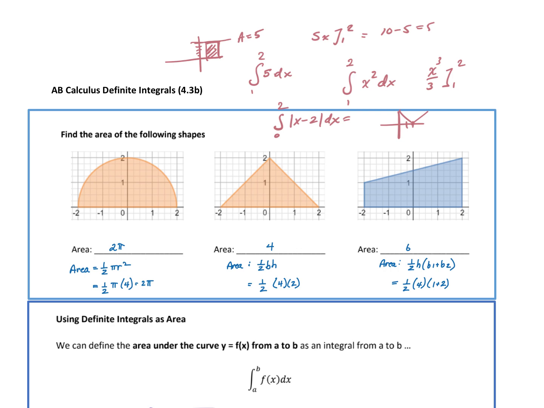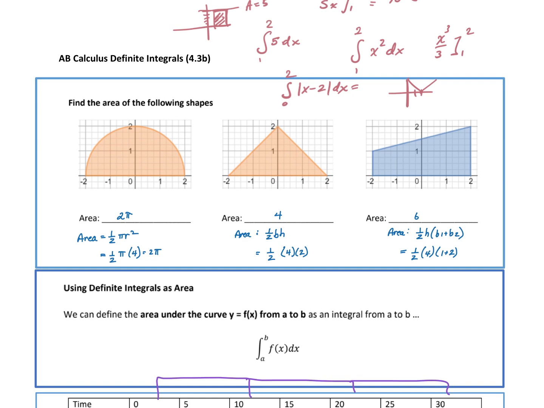This was a semicircle, so it's pi r squared. The area is pi r squared, but since it's a semicircle, I would divide by 2. The radius is 2, so we're going to get 4 pi over 2, which is 2 pi. So that's all that's happening here. This one is 1/2 the base. The base would be 4 times the height, which is 2. So again, we would get 4.